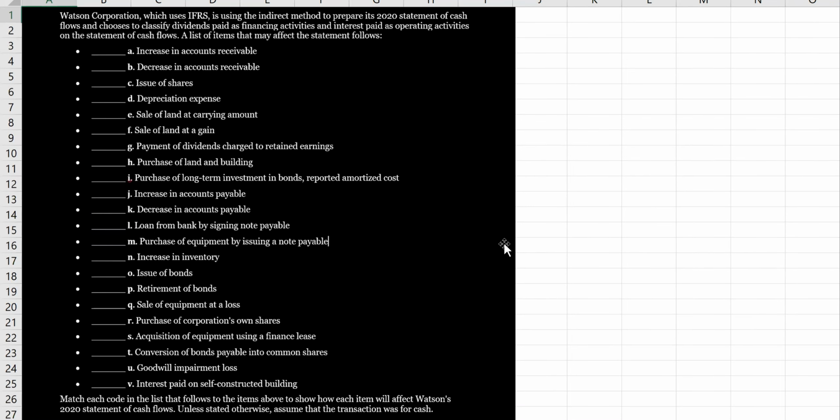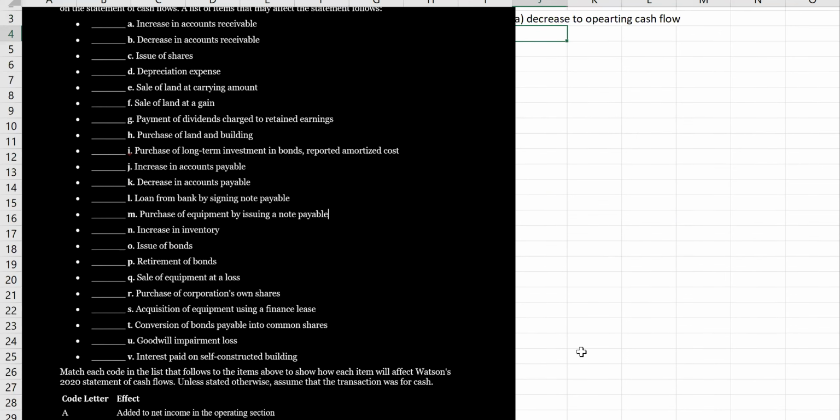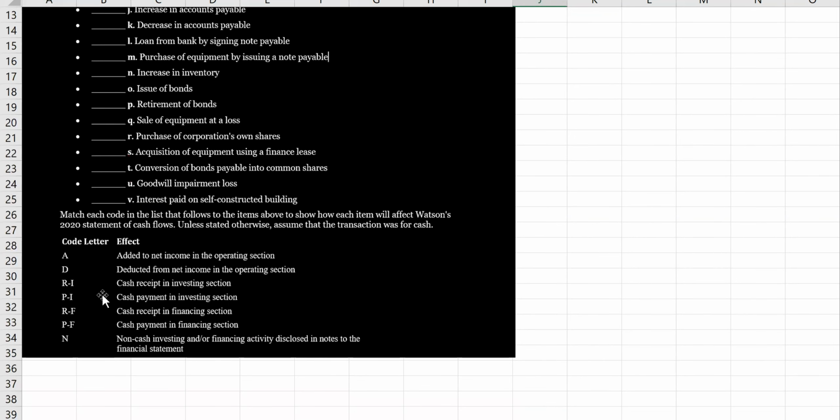So let's start at the top here. So an increase in accounts receivable. How will that affect our statement of cash flows? So A is an increase in accounts receivable. Well, an increase in accounts receivable means that we received less cash from our customers than we've recorded in our financial statements. So this is going to be a decrease to operating cash flow. Let's just check our codes down here. Yes, deduct. So our code is D, deduction, which makes sense.